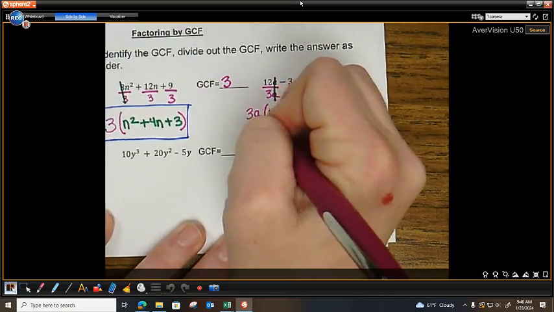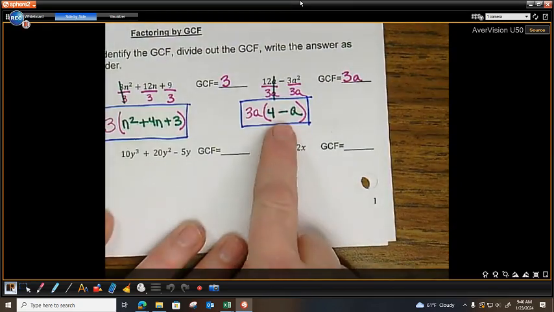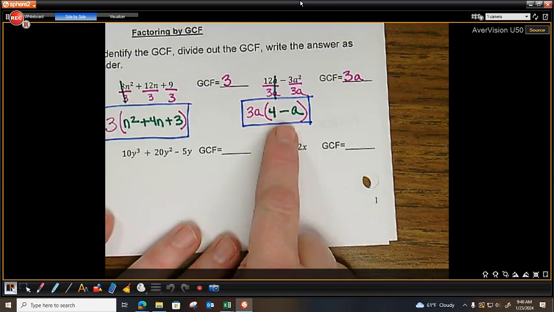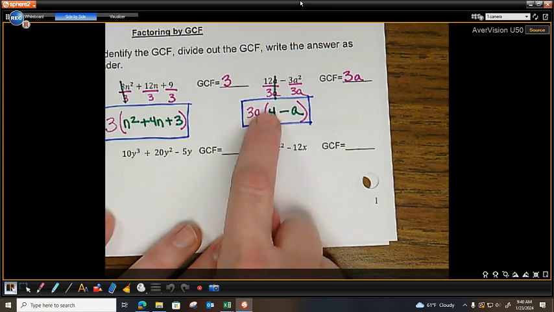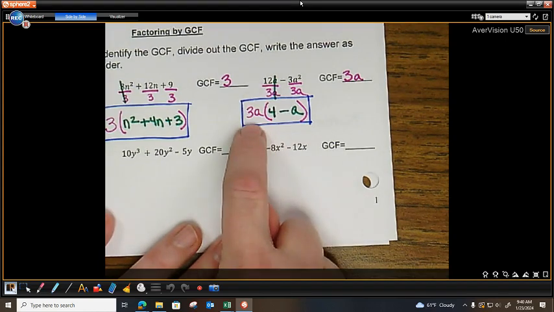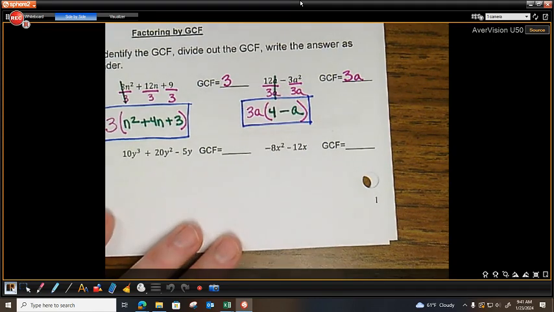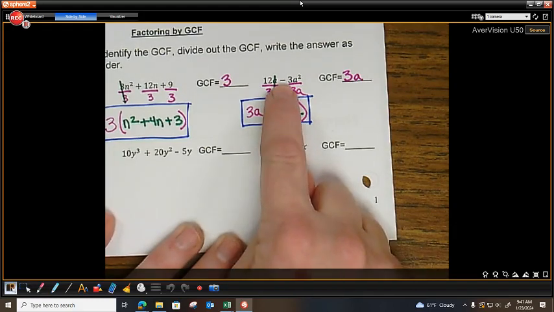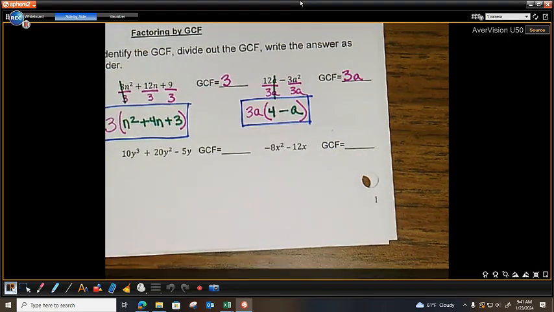3a. Again, are we noticing that every answer I'm getting looks like a problem you got last unit? This is 3a times parentheses, so you would distribute your 3a to your 4 and you would get 12a. You would do 3a times negative a and you would get negative 3a squared. So this is exactly the same as what we did last unit, just backwards. Okay? My original is simplified, and my answer is in factored form. Okay? Good? How are we feeling about these so far?